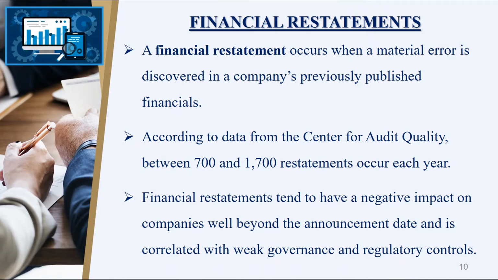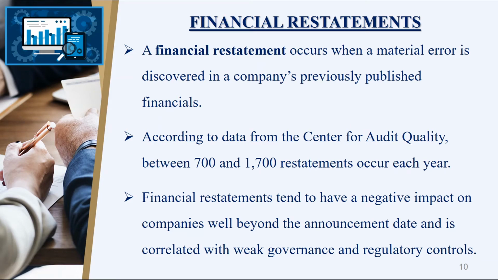The fifth topic we are going to discuss now is financial restatements. A financial restatement occurs when a material error is discovered in a company's previously published financials. So, in this case, investors become alert that previously published financials can no longer be relied upon and are under review for restatement. If an error is not material, the financial statements are simply amended.